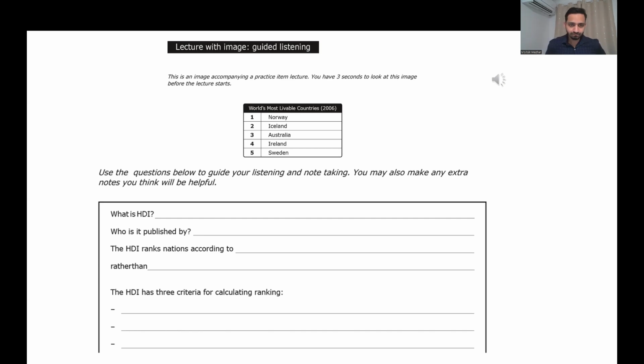The Human Development Index, HDI, published annually by the UN, ranks nations according to their citizens' quality of life rather than strictly by a nation's traditional economic figures. The criteria for calculating rankings include life expectancy, educational attainment, and adjusted real income. The most livable countries in 2006 were Norway, Iceland, Australia, Ireland, and Sweden.